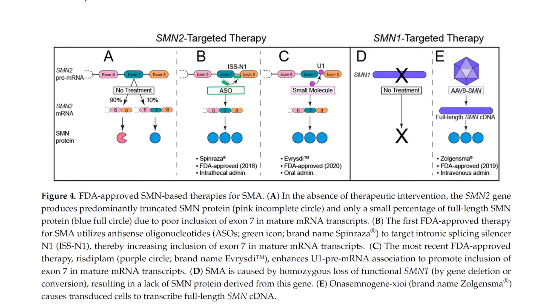Okay, so diagrammatically, the SMN2 targeted therapy, if we have no treatment, we get a little bit of SMN protein from SMN2. The idea is we're going to use an allele-specific oligonucleotide, which is targeted at that intronic splicing silencer to try to hide it from the splicing machinery so that we can get correct splicing. And that's the one we're going to talk about most. The other approach was actually developed by a drug company which identified small molecules that facilitate U1 interaction with that intron, and that is another successful approach.